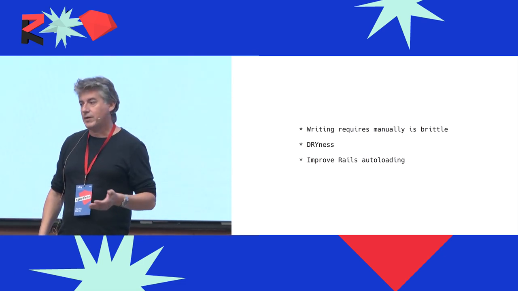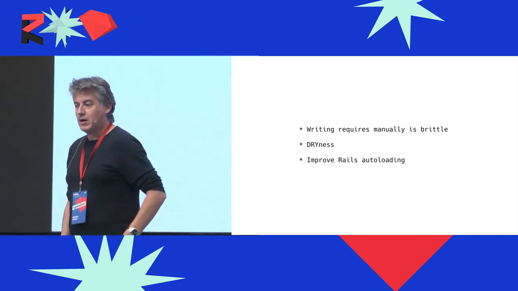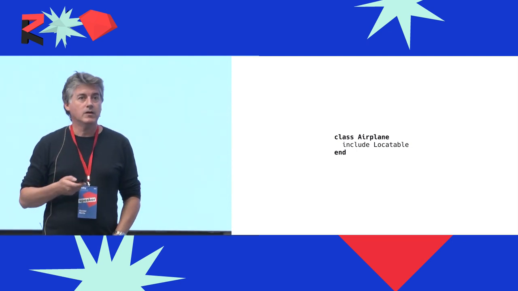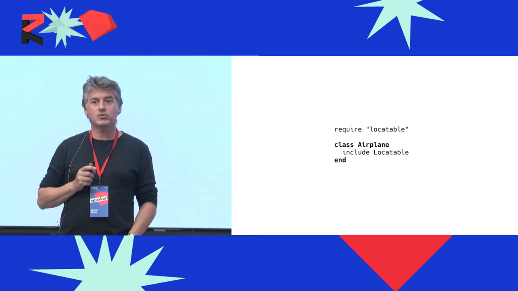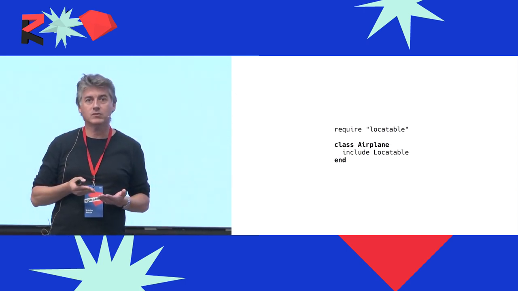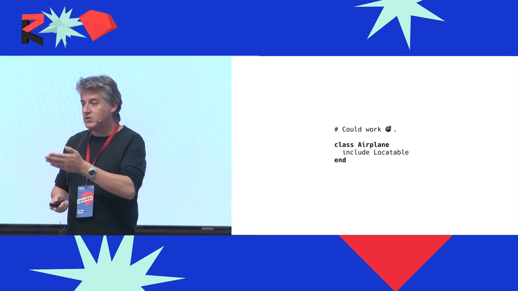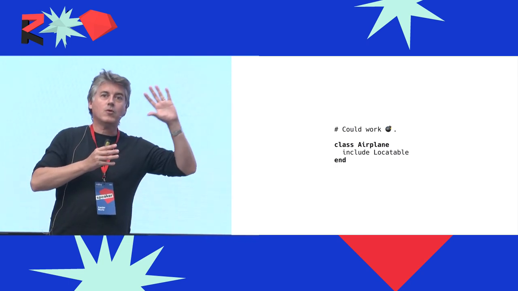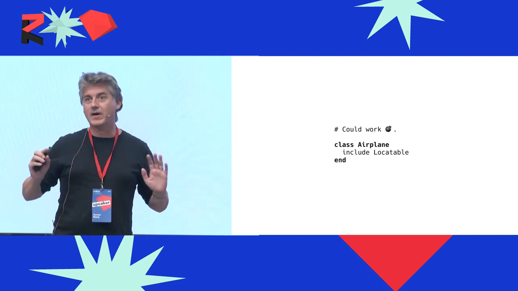The third one is a practical one. We are going to see that requires in a Ruby project that is not a Rails application are brittle. For instance, we have here class Airplane that includes Locatable. In a Ruby project, this won't work because you need a require. You have to require that module to be able to have it available in that part of the code. Well, the problem is that require has a global side effect. So this could work without the require, and I'm sure that you have found this. Because if some other code before you required locatable, the constant is available here. So you do not notice, or maybe you notice in production when you have a different code path and it breaks.